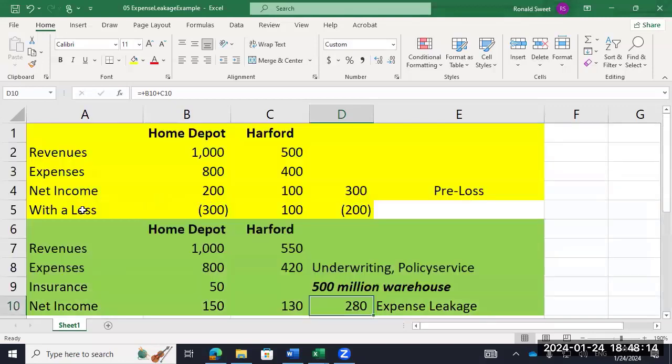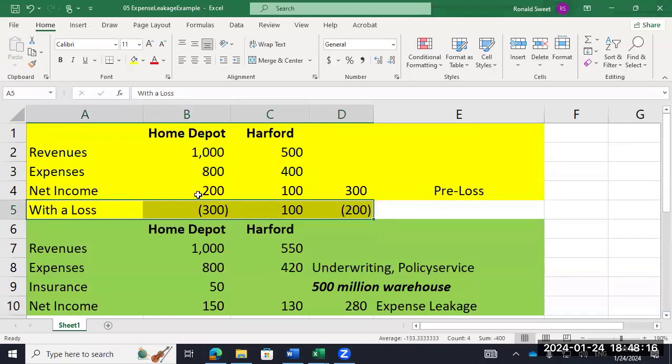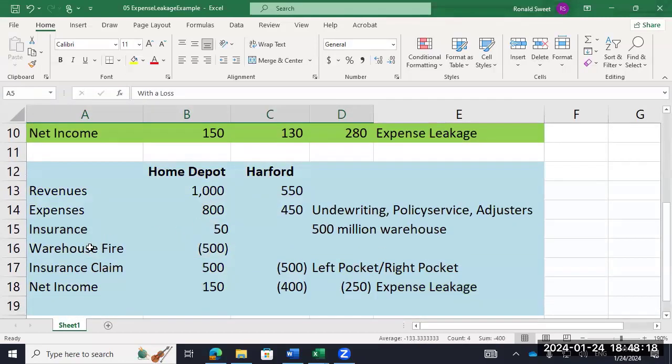So let's say there's a warehouse fire for $500. All right. So they made 1,000 in revenues, expenses of 800. They got 50 of insurance. Their warehouse burned down, but they got an insurance claim. Well, that's good. So they made 150. That didn't hurt them at all. You're thinking, wow, that's great. I did great. I'm glad they did that.